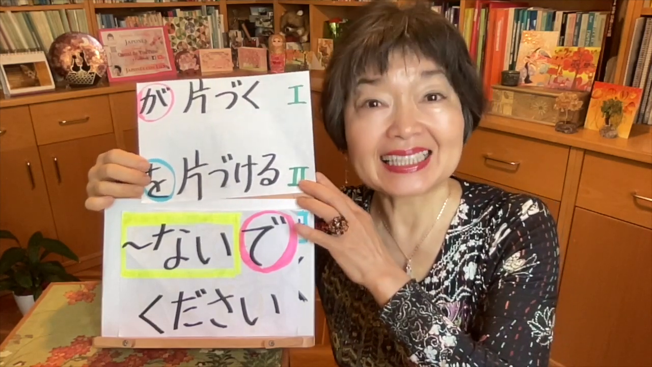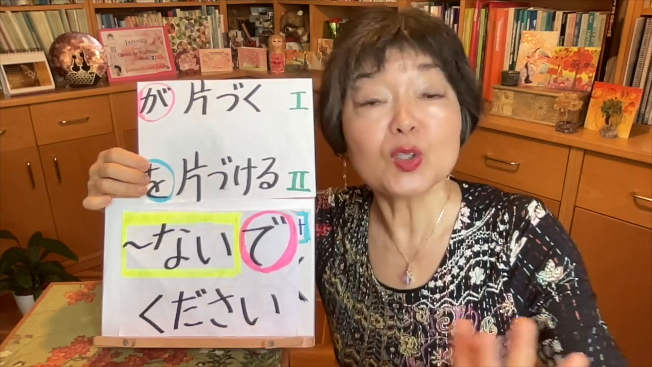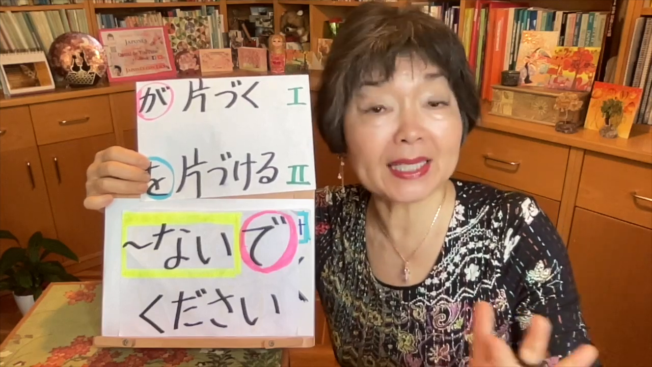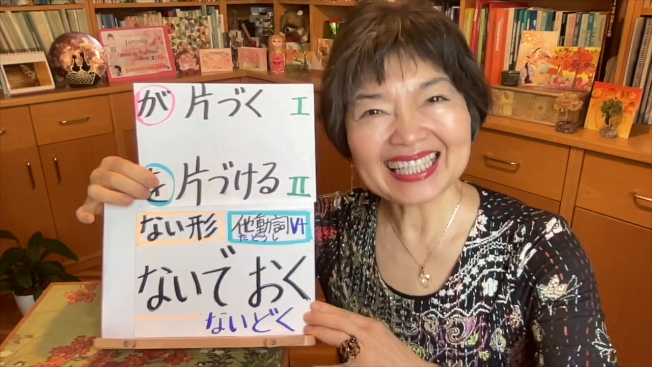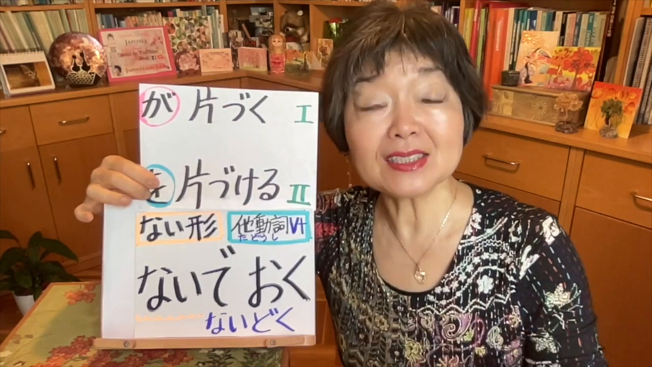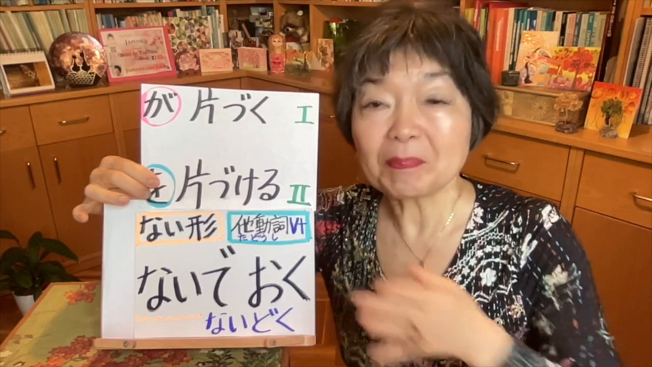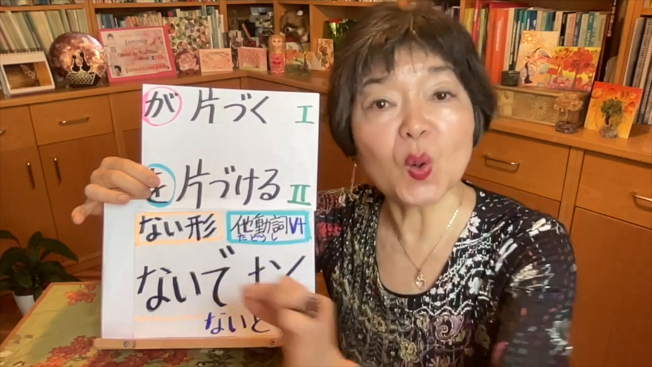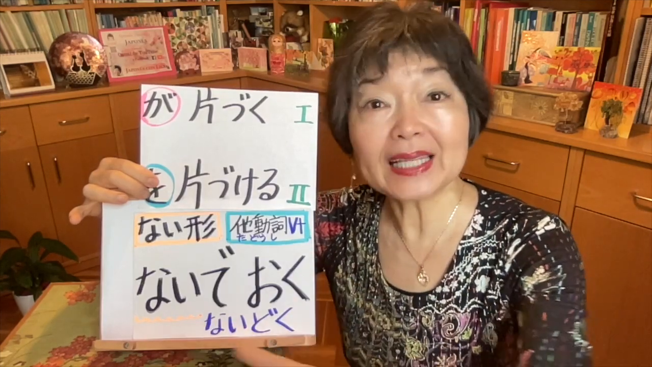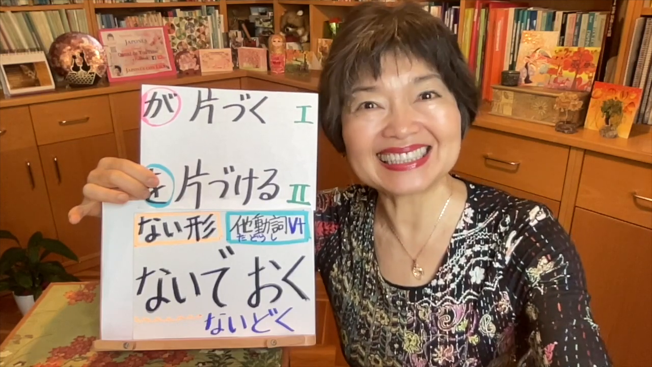When we say 片付けないでください, I'm just saying, please don't put it away. Please don't put it back or please don't tidy up. In the case of 片付けないでおいてください, maybe the English translation is the same: please don't put it away. But this means the long state. Please leave them without putting them away. So please leave them like this.